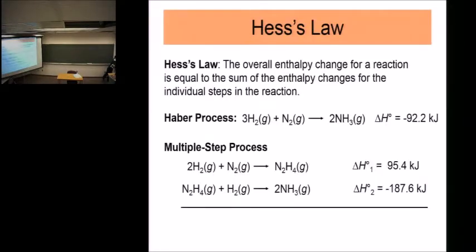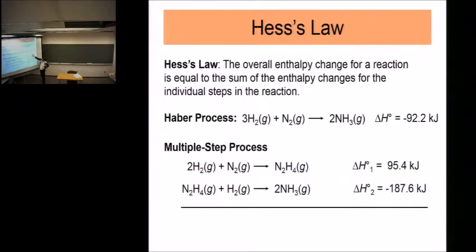All right, so here's the Haber process again. Let's imagine that we don't know this value right here. So how are we going to get this value? I have 2 equations that will give me my product. We have to make sure these 2 equations give me the product that I want, and then I'm going to add the enthalpies together. So how do I do that? Well, I make sure that these add together to give me my target equation.